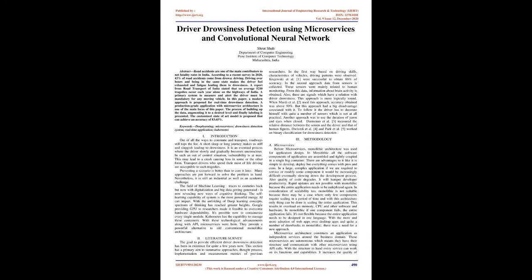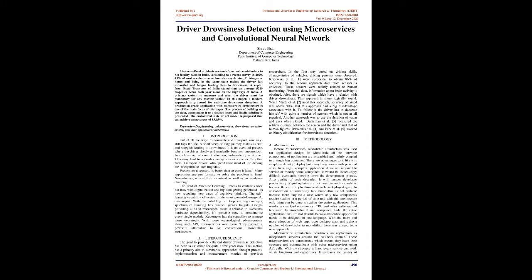The process of building up the data, augmenting it to a desired level, and finally labeling is presented. The customized state-of-the-art model is proposed that can achieve an accuracy of 83.65%. Keywords: deep learning, microservices, drowsiness detection system, real-time application, Kubernetes.